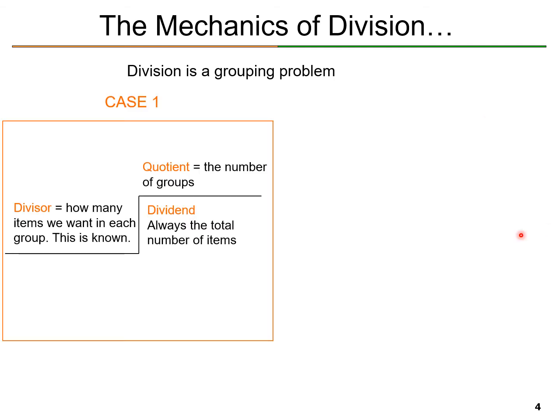Case one, the dividend is always the total number of items that we're trying to divide up. Now the divisor and the quotient can be one of two cases. In this case one here, the divisor is how many items we want in each group. This is going to be known information. The quotient, which is part of the answer, is the number of groups. So basically, if we divide up the total number of items and we know how many we want in each group, the problem is reduced to finding the number of groups, which would be the quotient.